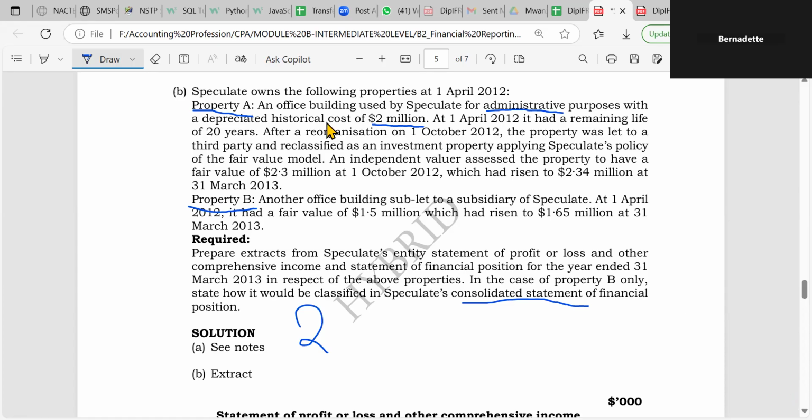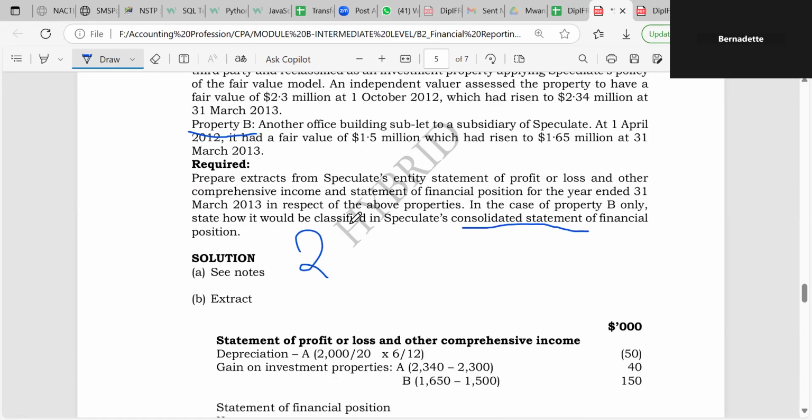But remember that after 6 months, you are going to change it to use the fair value model, after which you do not have to apply depreciation. So you first get the depreciation for the year. You say 2 million divided by 20. This will be the depreciation for the year, and then you multiply it by 6 over 12, because we need the depreciation only for 6 months. So 2 million over 20 times 6 over 12 will be the depreciation after 6 months, and we'll have it under profit or loss.